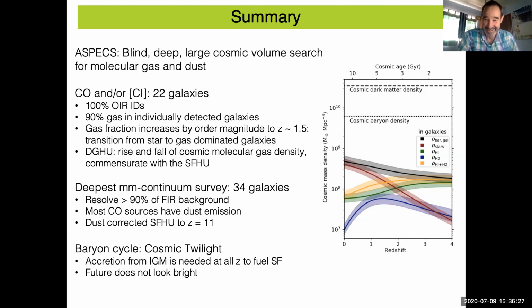Okay, good. So another question is about CO. You said that the CO and 250 gigahertz emission of the selected ASPECS sources accounts for 90% of the total emission. So what fraction of the total SFR and stellar masses at those redshifts do the ASPECS sources account for? Oh, the star formation rate, I guess.